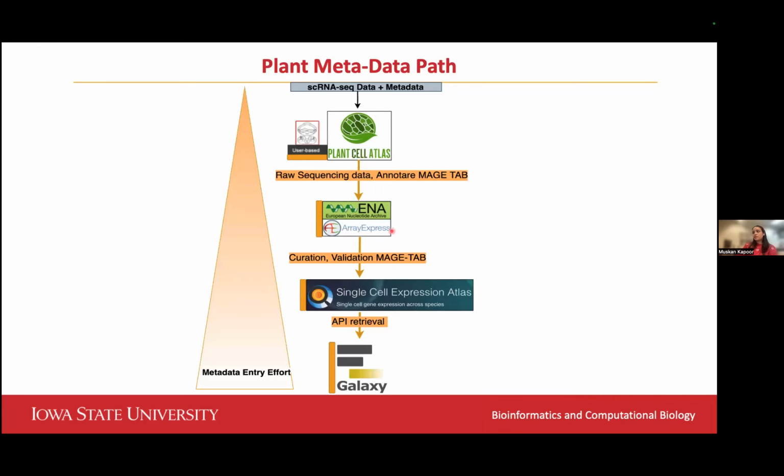to the Array Express. So from Array Express, manual curation and validation checks are performed by the curator, so the data is transferred to the single cell expression atlas. And again, the curators have to go back to authors or check the rules so that the metadata can be aligned with the single cell expression atlas rules. From this, an API retrieval is done so that the Galaxy analysis tools and resources can be used by the single cell expression atlas data.